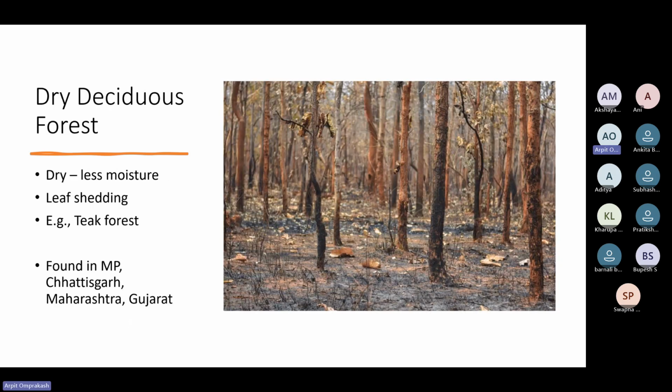Next, we have dry deciduous forests. Basically, these are also deciduous forests because they have trees that shed their leaves from time to time, during particular seasons, and they are much drier. So that's why they're known as dry deciduous. There's a lesser amount of moisture present in the air. And some examples of deciduous forests include teak forests, and they're primarily found in Madhya Pradesh, Chhattisgarh, Maharashtra, and Gujarat.